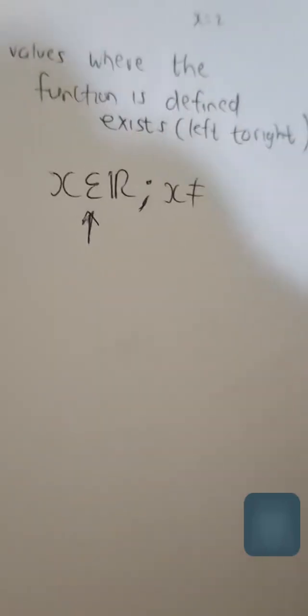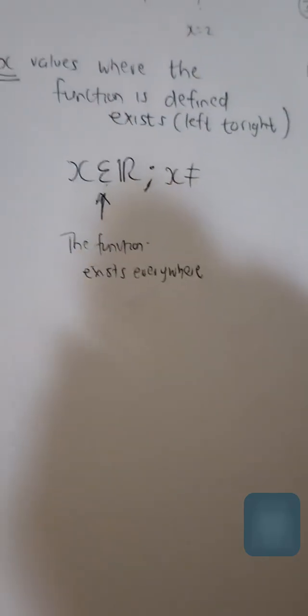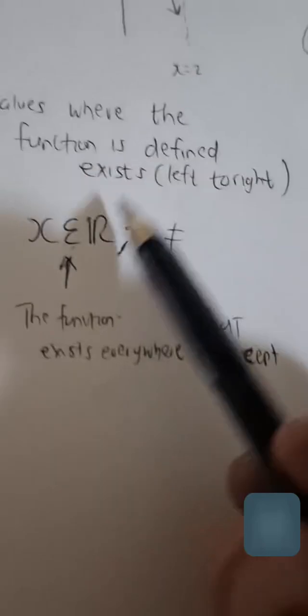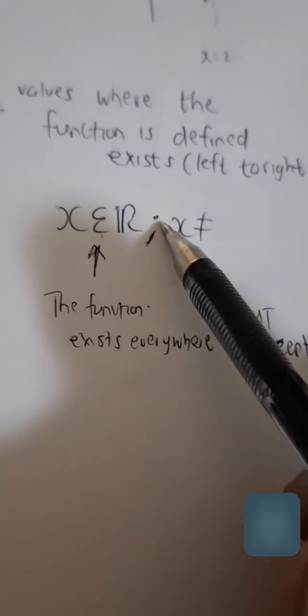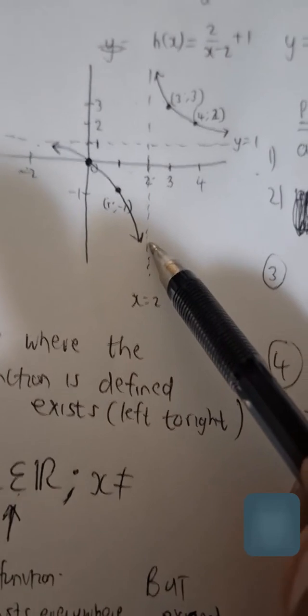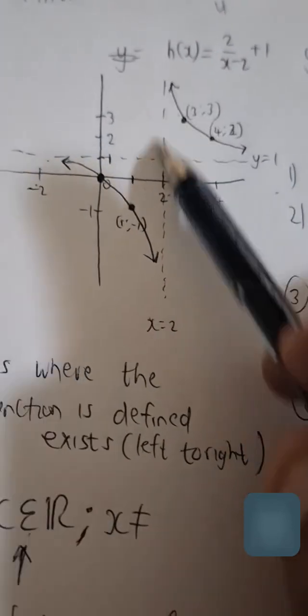x is an element of R. This is a short way of saying the function exists everywhere. The function exists everywhere, all right? But, or except, what is the exception? This here means but. What is the exception? The exception is the vertical asymptote. Does that make sense? Yes. The exception is the vertical asymptote.